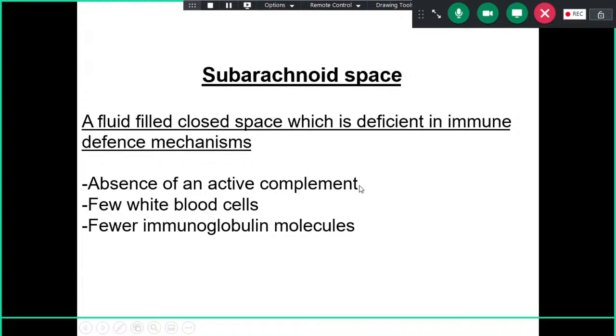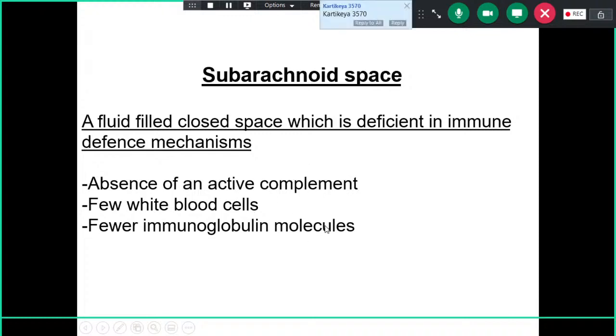There are very few complement components in this subarachnoid space. Therefore, absence of the complement helps the bacteria multiply if the bacteria get inside the subarachnoid space. There are few WBCs. Normally, in the peripheral blood, you have 5,000 to say 11,000 WBC per cubic millimeter. But in a CSF sample, you have 0 to 5 or 0 to 10 white blood cells per cubic millimeter. So the number of WBCs, number of complement components, and number of immunoglobulin molecules are significantly lower.